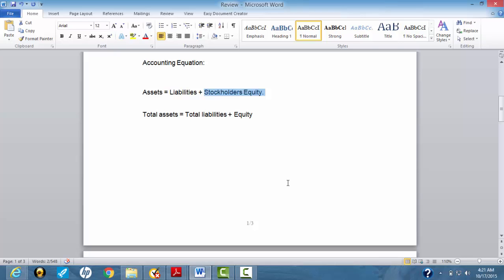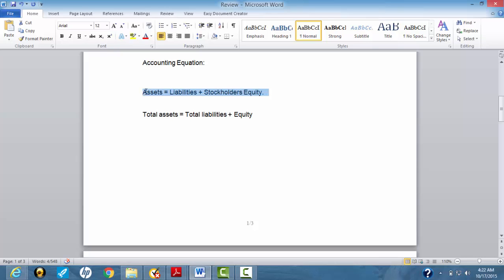So the assets of a company equal the liabilities, which are borrowing, and shareholders or owners' equity. Remember that the assets are the uses of funds. Liabilities and equity are the sources of funds.